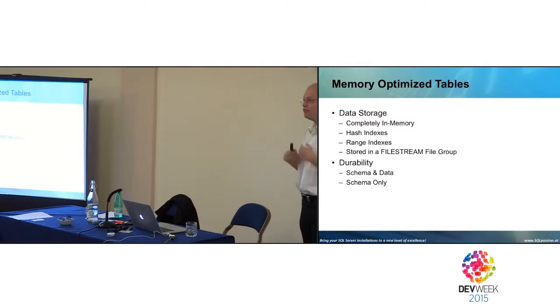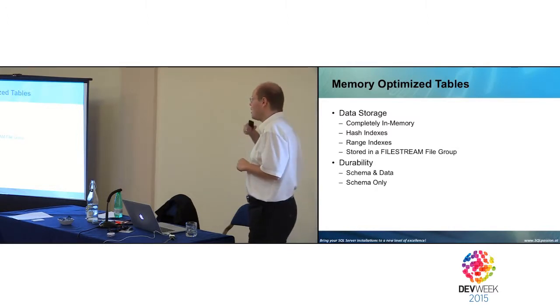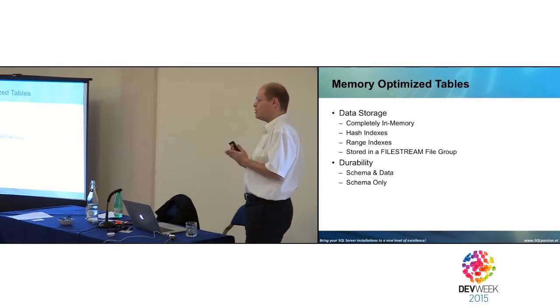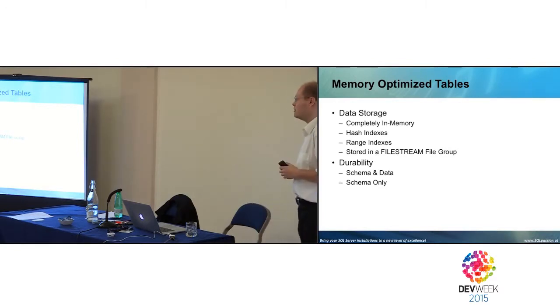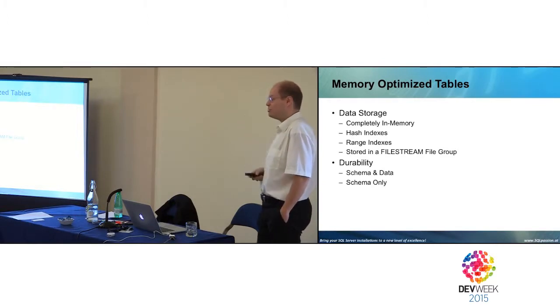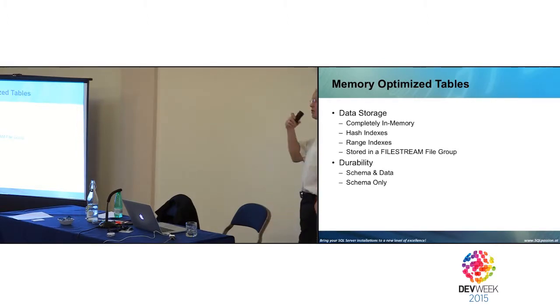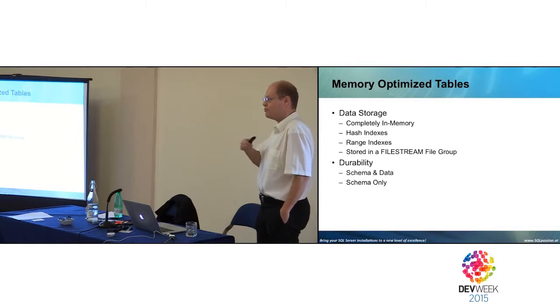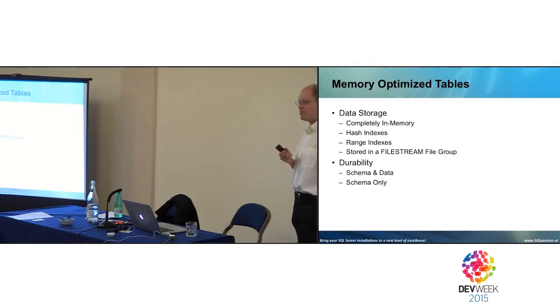When you create your table, you have to define which hash indexes and which range indexes you want to have on your table. In addition, SQL Server also persists the data that we store in that memory optimized table in a so-called filestream filegroup. Filestream is functionality that was introduced back with SQL Server 2008, and In Memory OLTP uses that filestream filegroup to persist our data in a very fast, efficient way so that the data becomes durable.